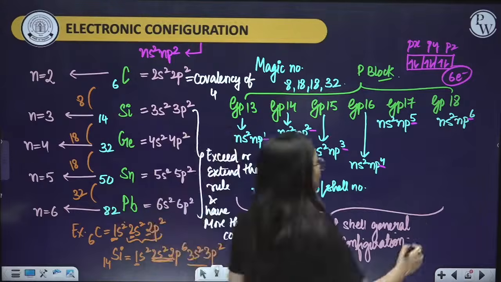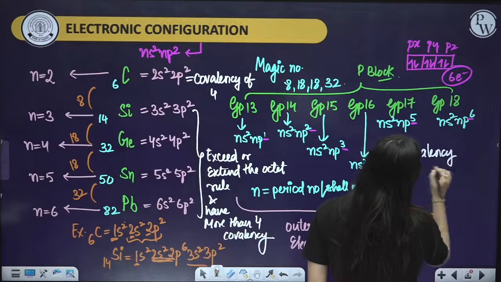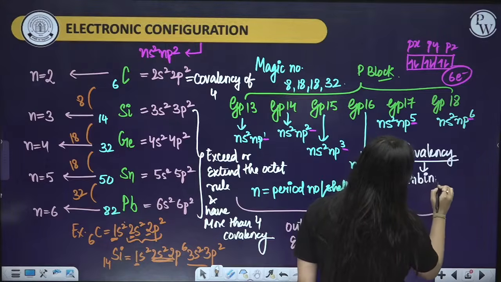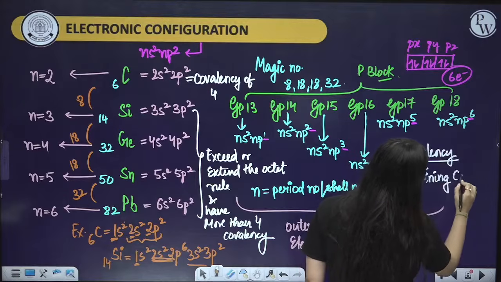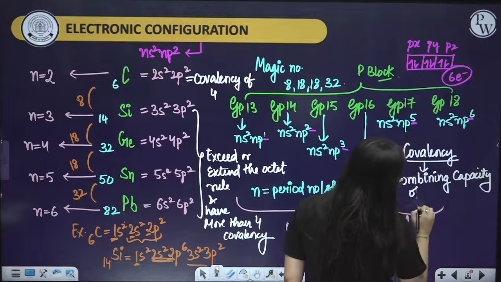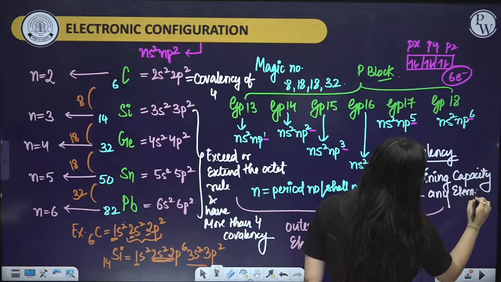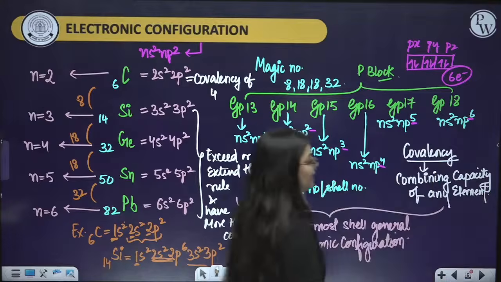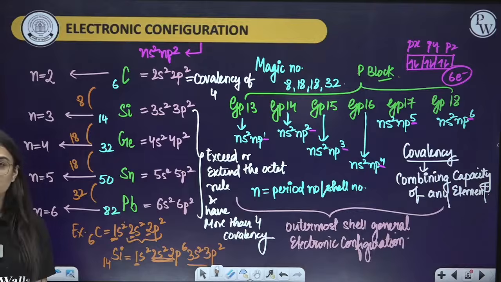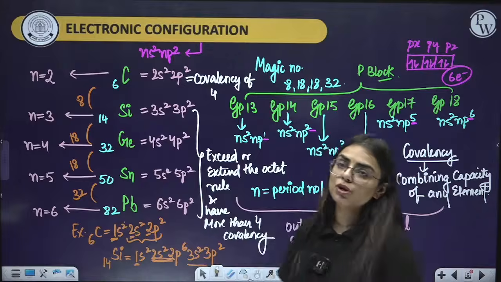Now what is a covalency? What is a covalency, ma'am? Covalency is combining capacity. Covalency is the combining capacity of any element. Combining capacity of any element is referred to as its covalency. Clear everyone this part? I want you people to write each and everything that I have written on the board so that I can move on to the next slide.